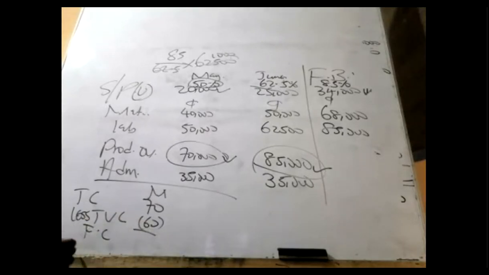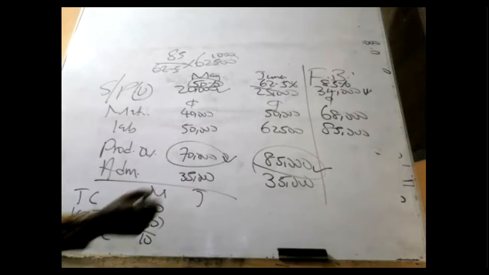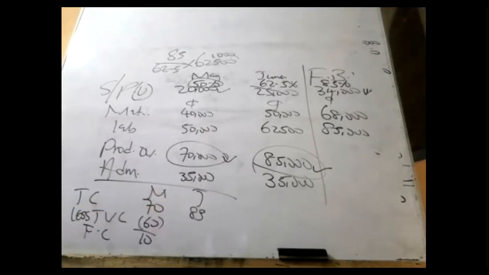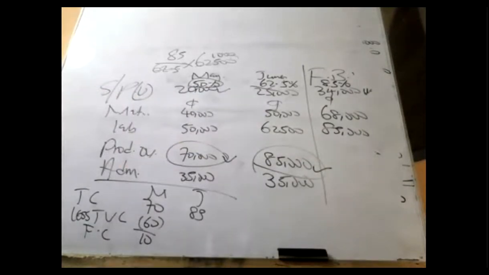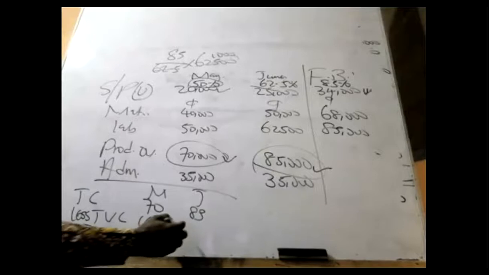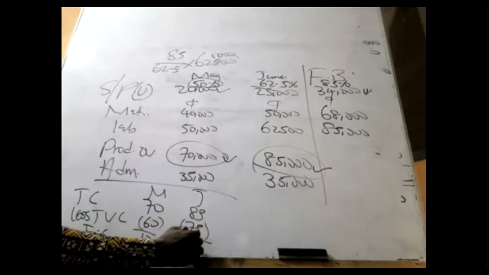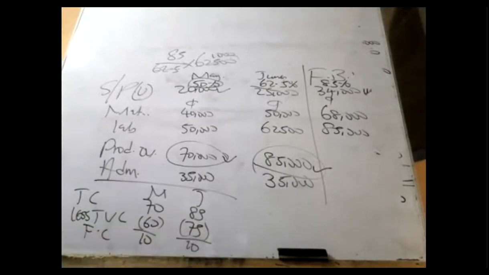If I use June, the same answer. In June, the total cost is 85. Can you multiply 3 by the units? 75,000. The total is 10. So the fixed cost is what? 10. That is all. That's how we find it. This is the high and low method. Good.